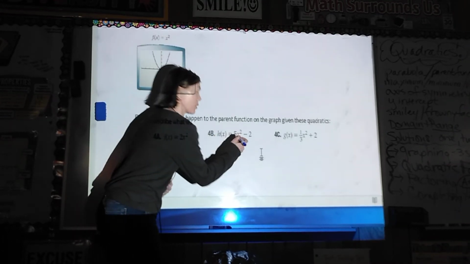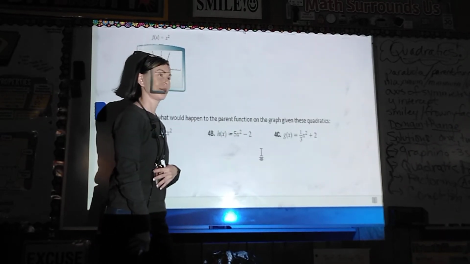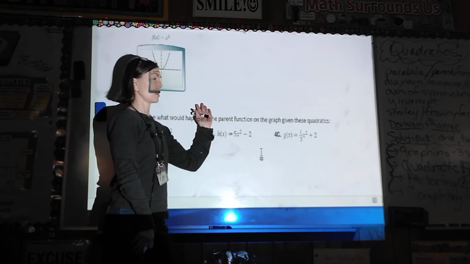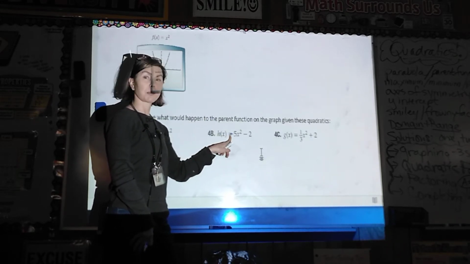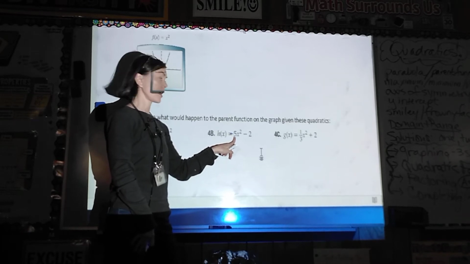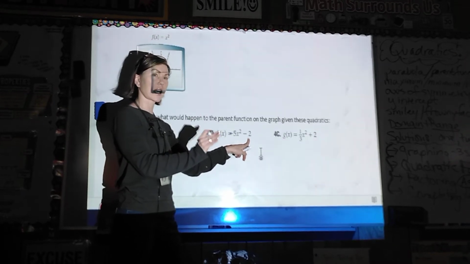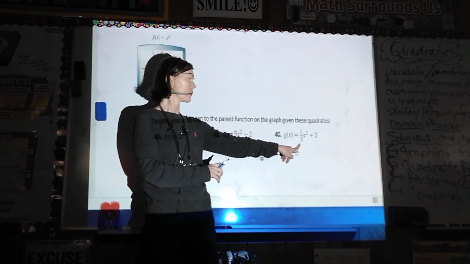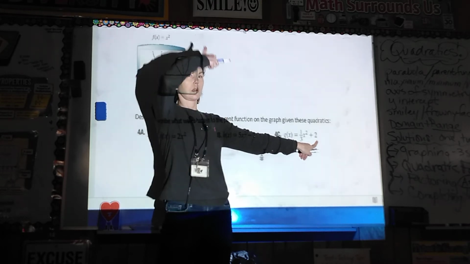Okay, but what if I did this, you guys? Sam, what would happen if I did that? What if I put a negative there? Flip it down, right? Make it a frowny face. So it would flip it down, make it skinnier, and then move it down 2 spaces on the y-axis. Are you guys getting this? What about this one? Wider, it'll be wider. It would make it wider, and then what would happen to it? It would go up 2 spaces.